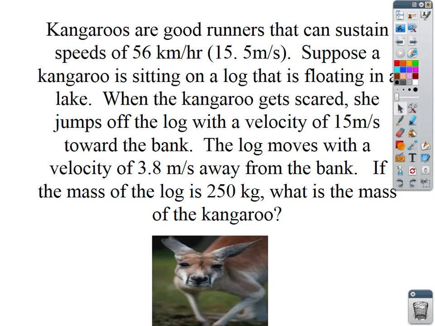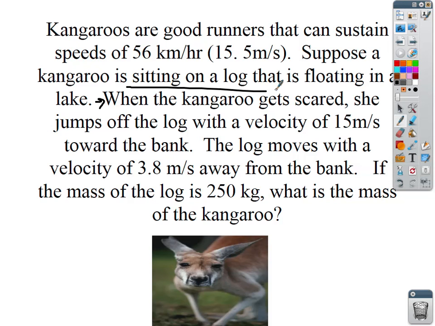So we have this problem with the kangaroo. All right, I'm going to get to the point of it right here, basically. The kangaroo is sitting on a log. So how much momentum do they have? 0. And I'm going to write this all out. There is no momentum initially. Which means, what should be the sum of momentum at the end?